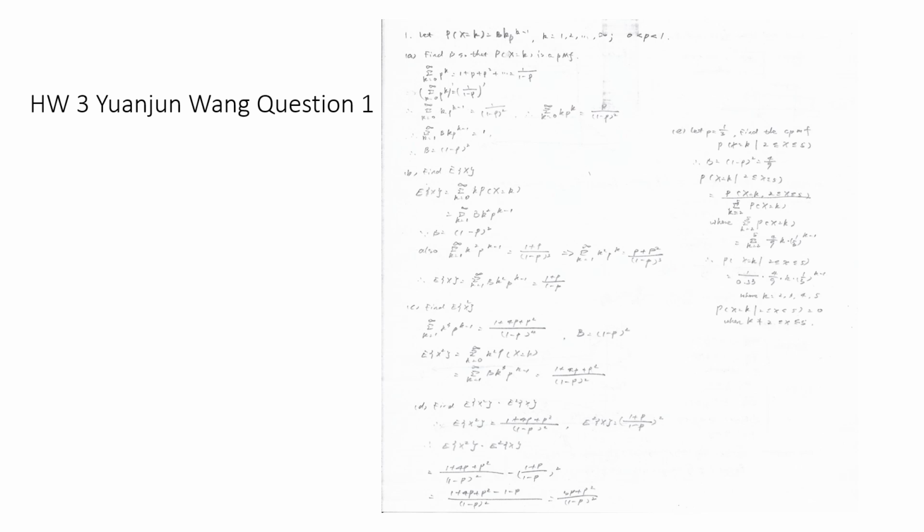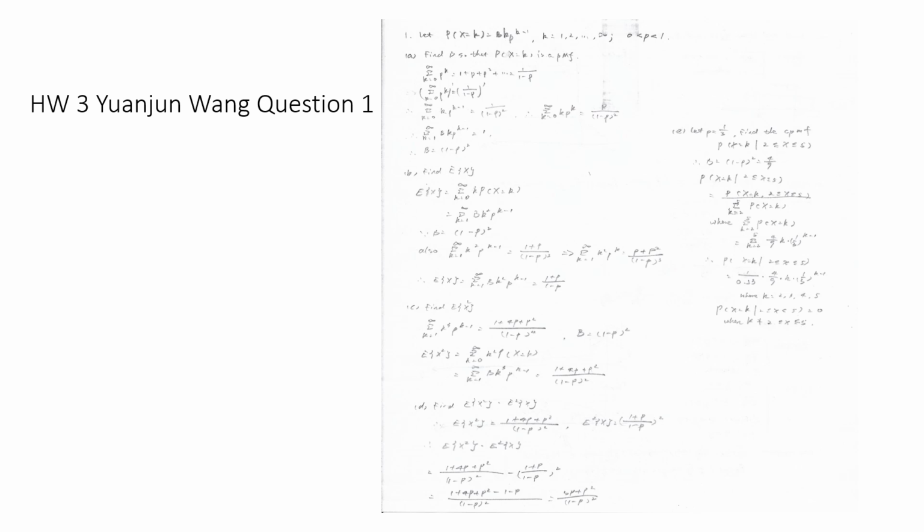So we know the summation where k goes from 0 to infinity of p to the k is just equal to 1 plus p plus p to the second plus p to the third, and so on, which is equal to 1 over 1 minus p. Now we differentiate both sides. So we know that the summation from k goes from 0 to infinity of k times p to the k minus 1 is equal to 1 over 1 minus p to the square.